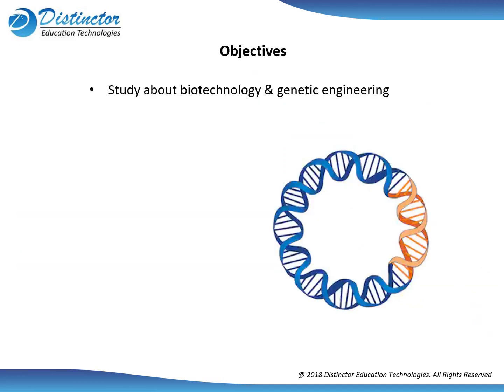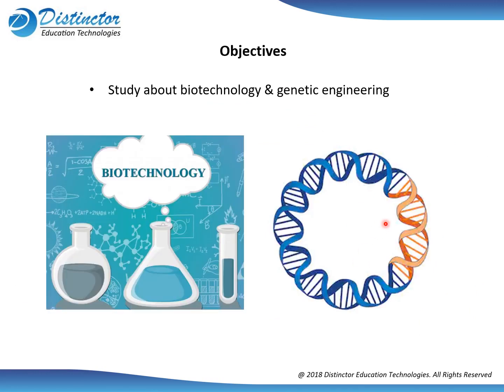Coming to the objectives, we are going to study biotechnology and the genetic engineering process. This is one typical representation of a plasmid, which is an extra-chromosomal element. Since it is an extra chromosome, it contains DNA. The plasmid is made up of DNA, which is small and circular.